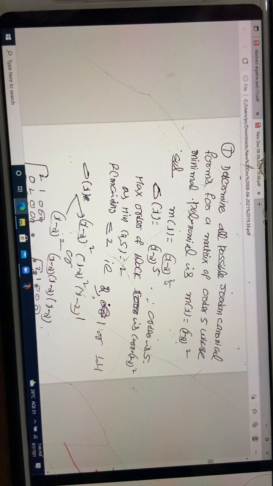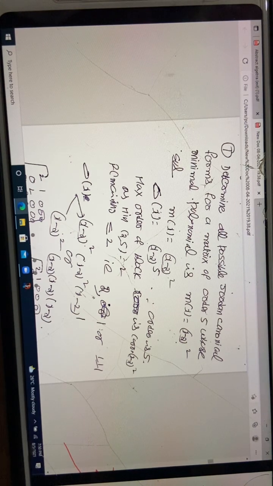Now, m of x is (x minus 2) whole square, and delta of x is x. What is required? Determine all possible Jordan canonical forms for a matrix of order 5 whose minimal polynomial is this. The minimal polynomial (x minus 2) whole square is given to you, but delta x is not given. It need not be given because the matrix is of order 5. You know that the characteristic polynomial degree will always be equal to the order of the matrix. So it is (x minus 2) whole power 5.